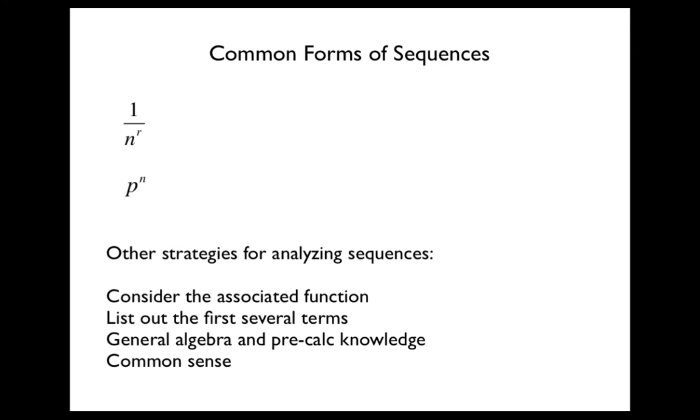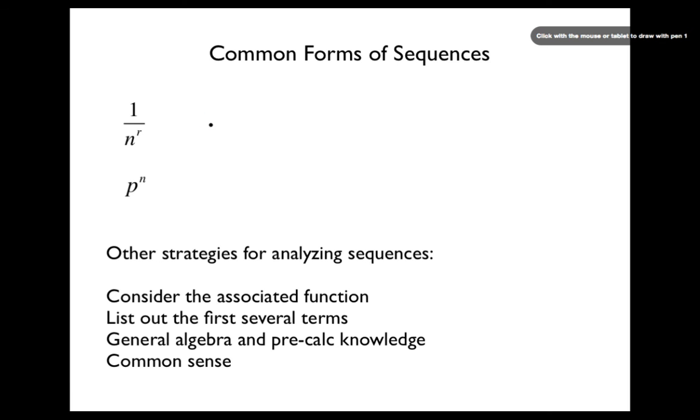Okay, so common forms of sequences. We're just going to focus on 1 over n to the r. Don't write down this whole screen and not listen to me. So 1 over n to the r. We're asking for what values of r.